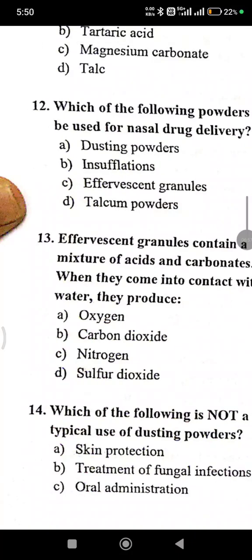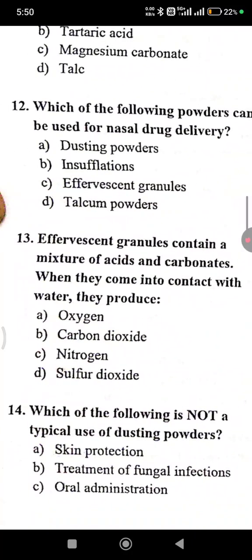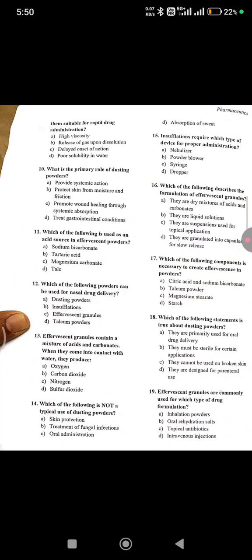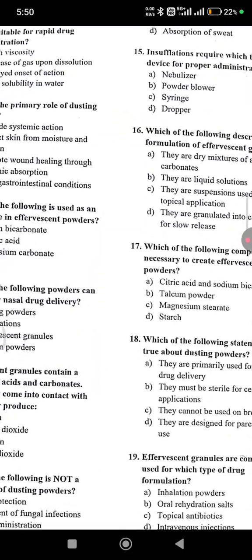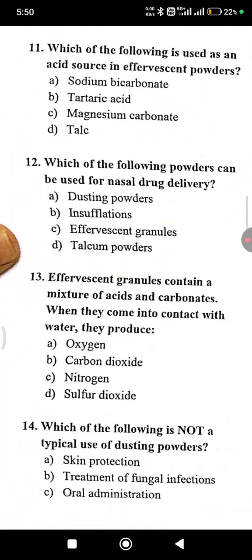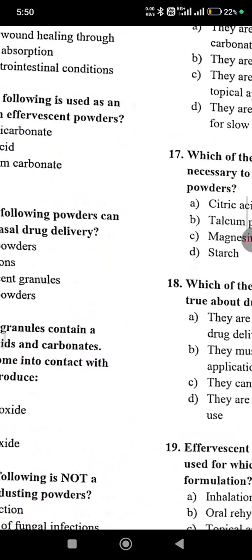Let's go to question number 14. Which of the following is not a typical use of dusting powders? Option A, skin protection. Option B, treatment of fungal infection. Option C, oral administration. Option D, absorption of sweat. So the right answer for question number 14 is option C, oral administration.